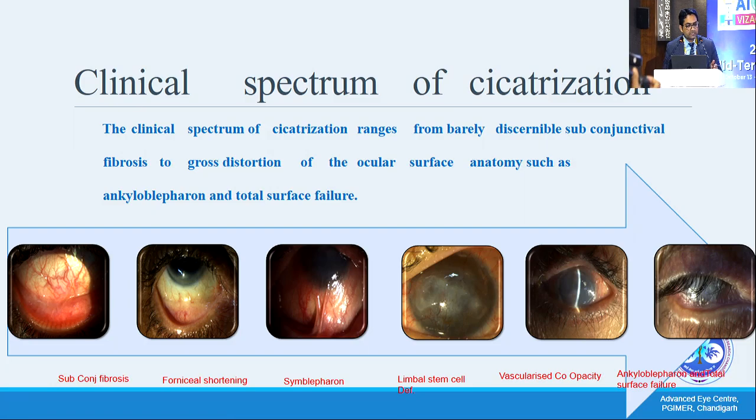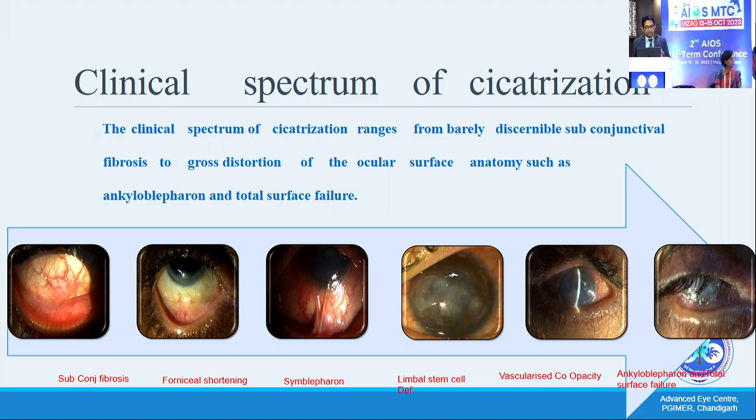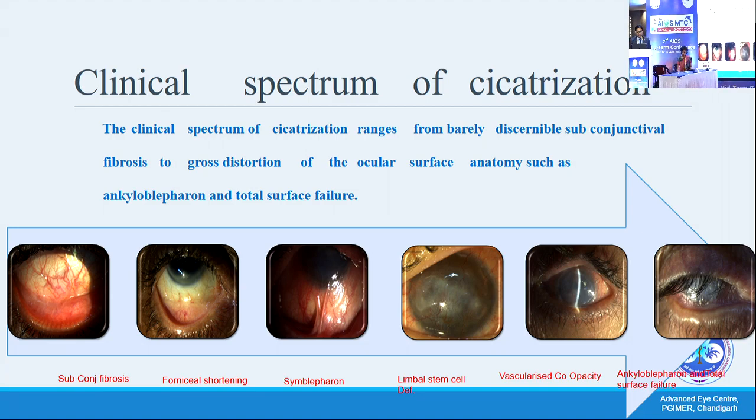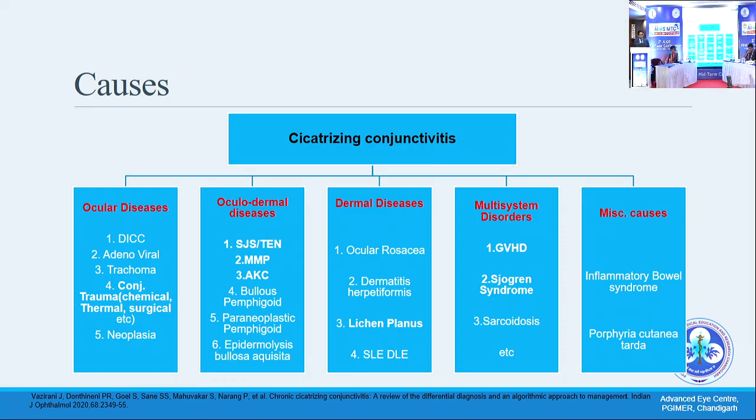As it progresses, it can start from subconjunctival fibrosis in the initial cases, and then it will lead to the shortening of the fornices and may lead to the formation of symblepharon, or further damage can lead to stem cell deficiency, vascularized corneal opacity, or ultimately it can lead to the dermalization of the corneal surface or maybe ankyloblepharon. So this is how cicatricial conjunctivitis patients progress if the inflammation keeps going on.